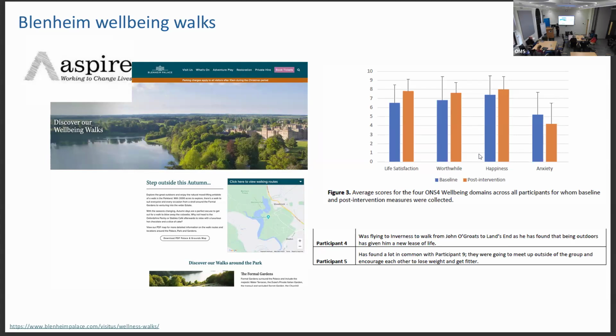One of the participants was going to fly to Inverness to walk from John O'Groats to Land's End. Because he'd been so socially isolated, this exposure to nature gave him a sort of new lease on life. Another participant hooked up with one of the other people on the walks, and they started walking outside the group as well. The really nice thing is that Blenheim and Aspire continue to deliver these walks 3 times a year to people from Aspire. I think maybe 400 or 500 people have now gone through the program, which is really great.